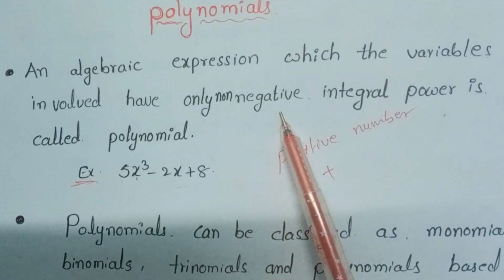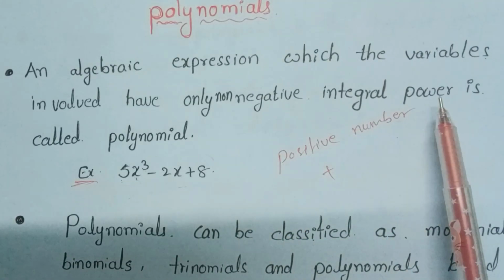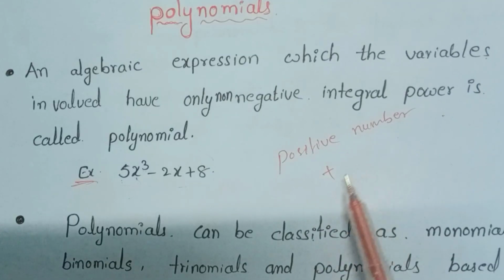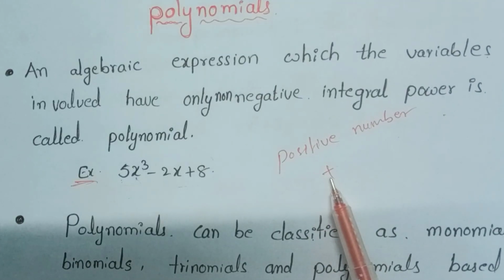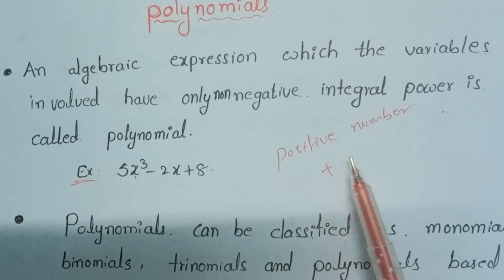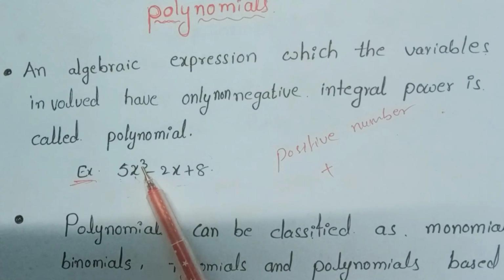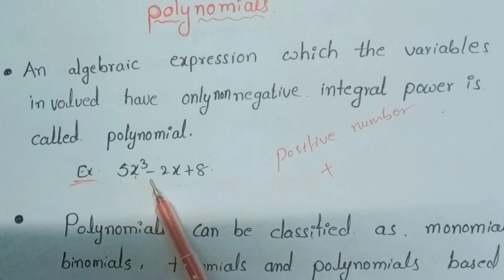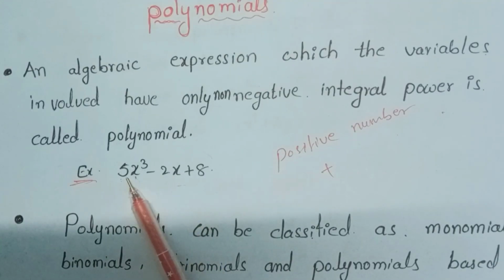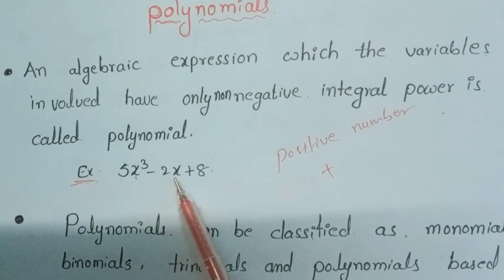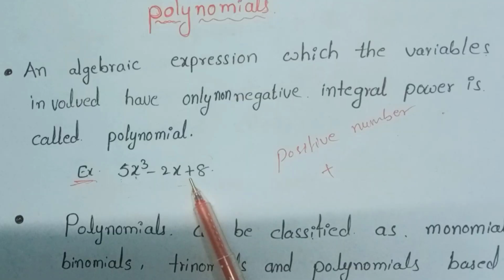What is a non-negative integral power? Non-negative means positive numbers: whole numbers 0, 1, 2, 3, and so on. In the power there is a positive number, and between two terms there is a minus or plus symbol. These are two terms, and between them there is a minus symbol. Here, between the two terms there is a plus symbol.